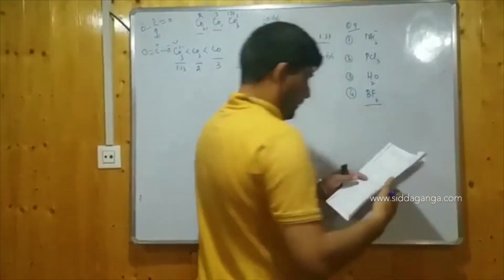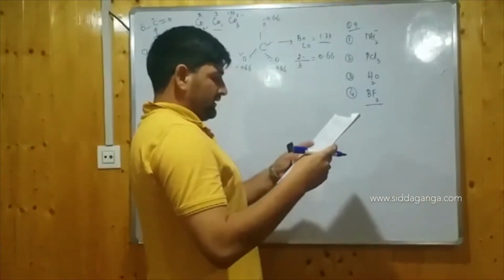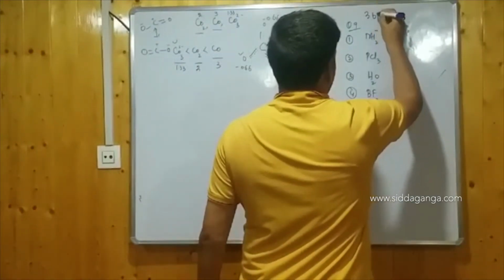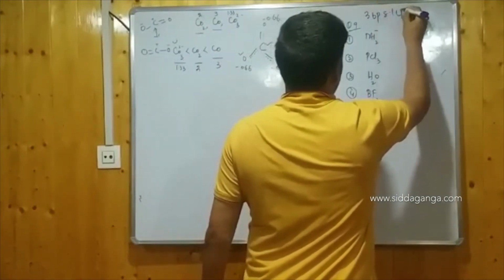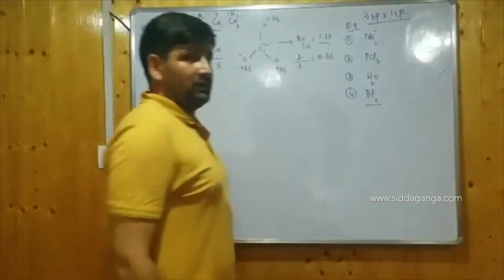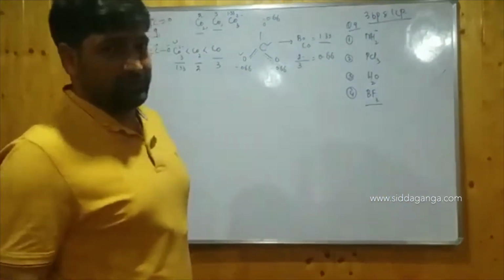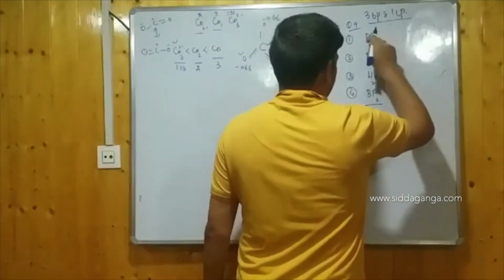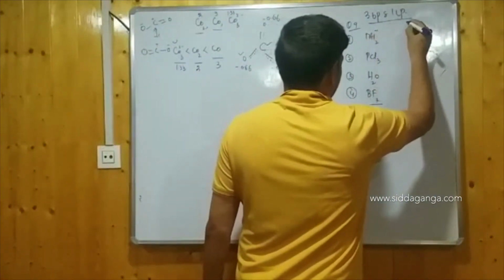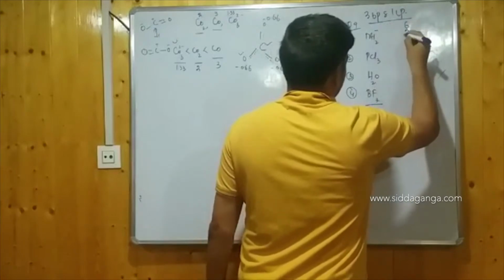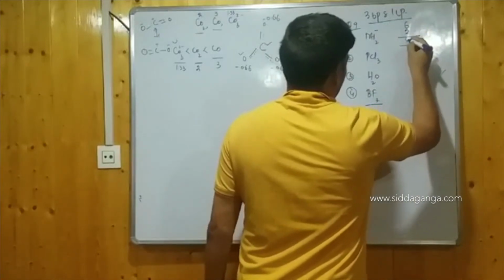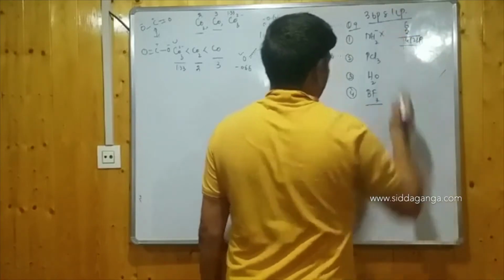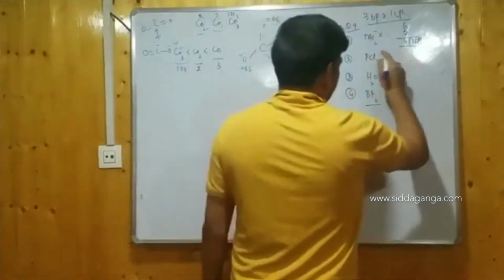Our question is what? 3 bond pairs and 1 lone pair. This is the question. Clear, children? We can do it in a very simple way. NH2 minus. So we know what's the number of valence electrons for nitrogen? 5, gained 1, 6. So 6, number of bonds made 2, remaining electrons 4, that is 2 lone pairs. Our question is 1 lone pair. So this is not correct option.